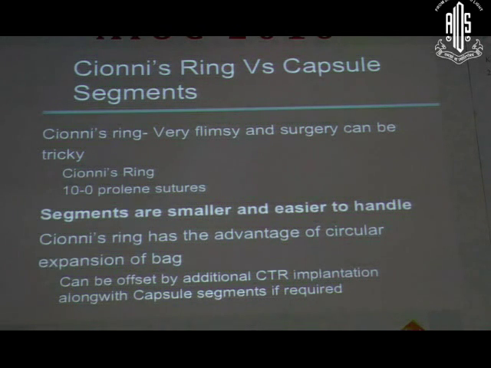You are not entrapping any cortical matter behind it, and you can move it around and remove the cortical matter whenever you want to. In a similar manner, we now use a 9-0 prolene suture to suture it to the sclera. As I said, segments are smaller, easier to handle, and the Sionis ring has the advantage of a circular expansion of the bag, but that can be offset by adding a regular capsular tension ring along with the segment if required.